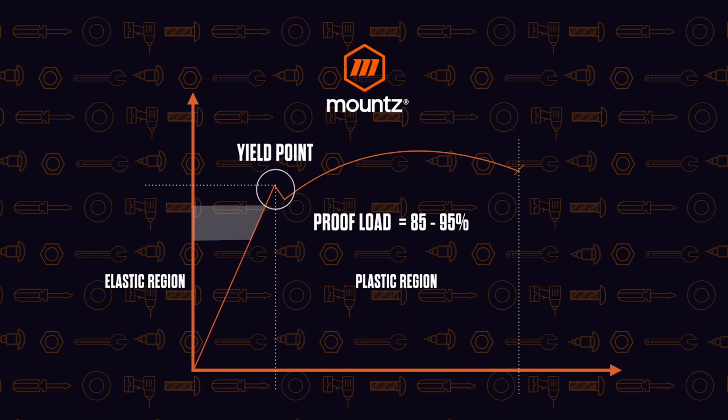And so proof loads are typically 85 to 95% of the yield point. And typically when we're looking at torque specifications, as a guide to start, we're looking at about 75% of the proof load. So depending on where that is, we can develop our torque specification from that.